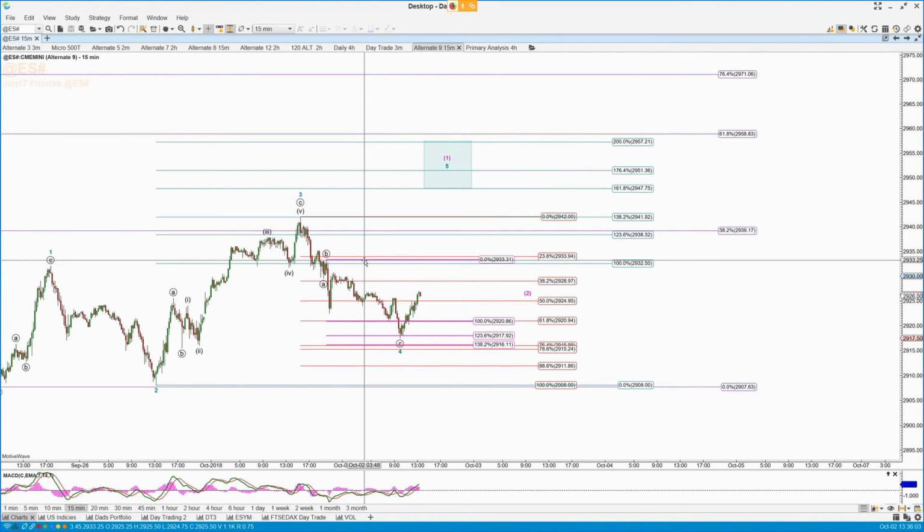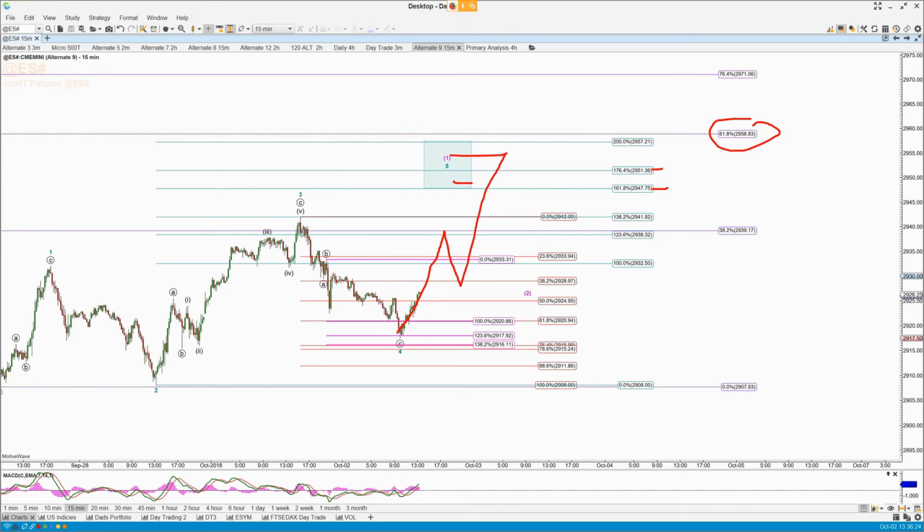So the next thing I'm looking for in the ES here is a break back above 2933 and a half, and then a move up into this target region here. And you can see the usual suspects for the completion of our diagonal are the 1618 to 1764, and they're not a million miles from this 618 extension. So I'm looking for an A, B, C pattern up into this target zone today.